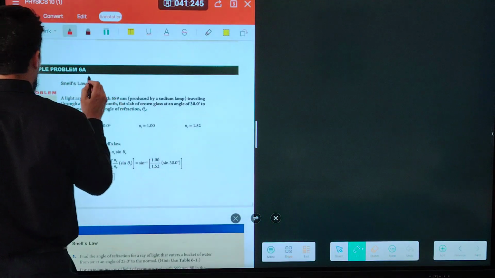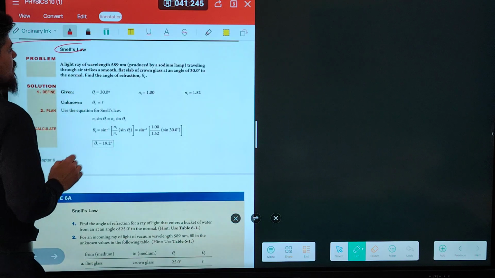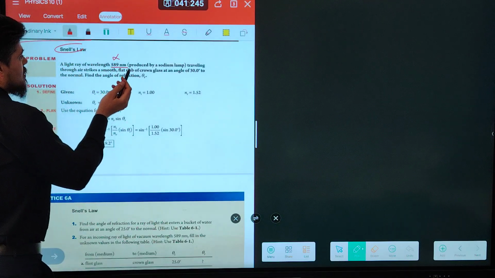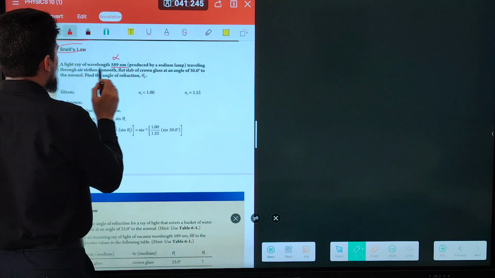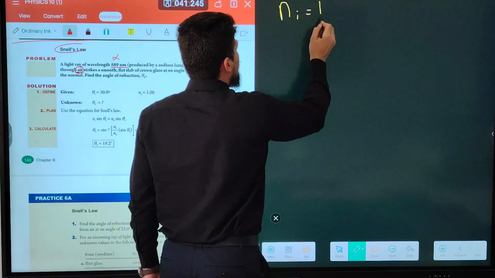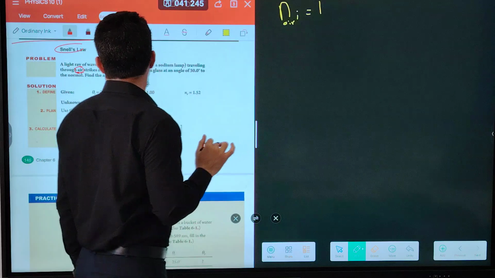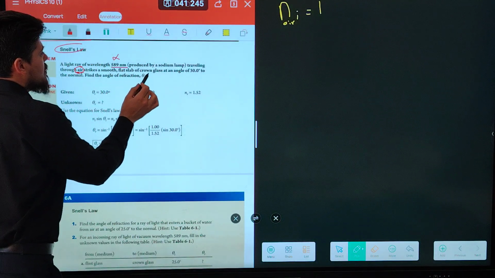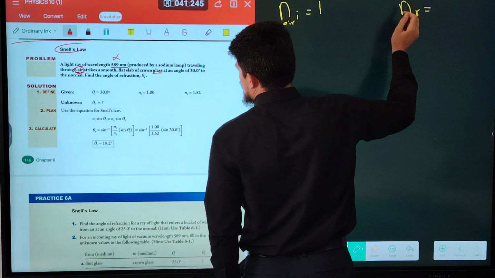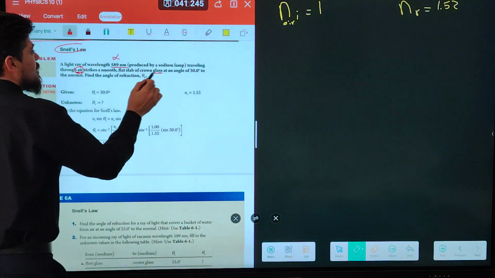Look at sample problem 6a. Using Snell's law, a light ray of wavelength 589 nanometers. We don't need this wavelength; it is just given to confuse the students. Produced by a sodium lamp, traveling through the air. So the first medium is air, and Ni for air is equal to 1. This is constant. It strikes a smooth flat slab of crown glass. The second medium is crown glass, which is equal to 1.52. You have to look at the table to determine the index of refraction for crown glass.